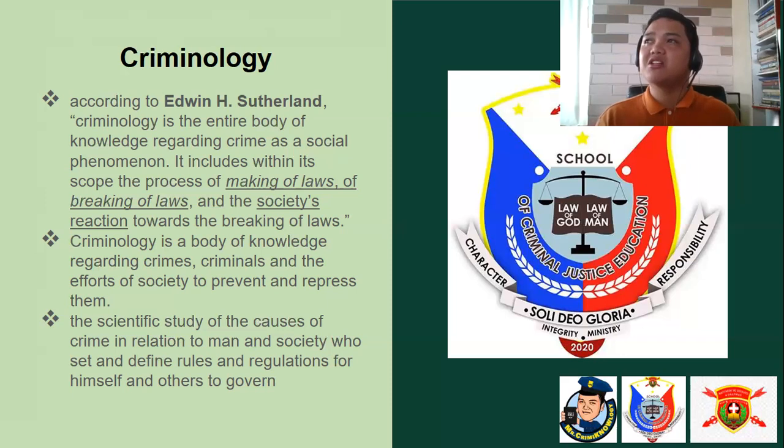So, criminology is a scientific study. Why? Because we use sciences in studying criminology, studying crimes, studying the criminals. And by using these sciences, we are using scientific method. It is theory based. It is a systematized body of knowledge. We are using a system in studying crimes and criminals. And of course, in society, we are studying society. That's why one of the key components of criminology is sociology, who set and define rules and regulation for himself and others to govern.